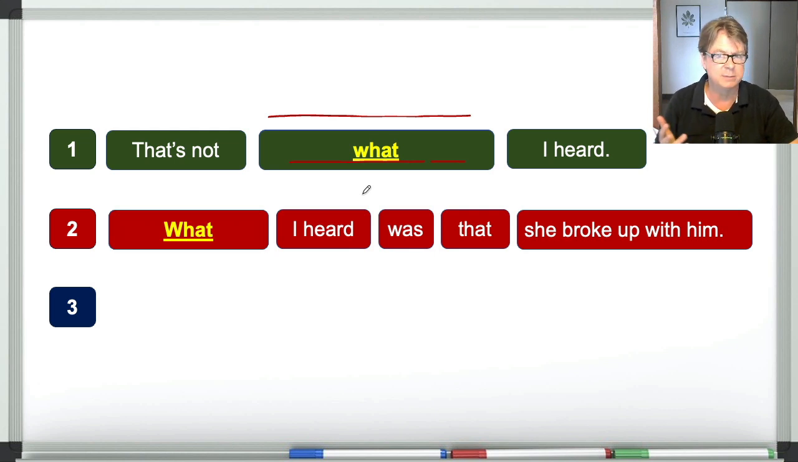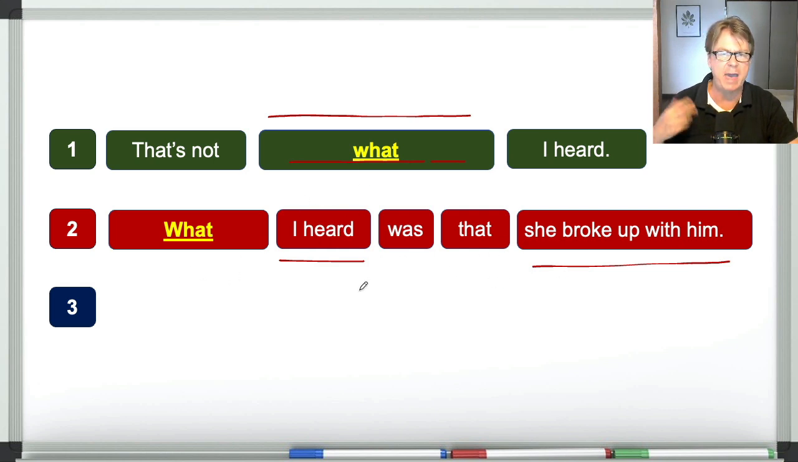What I heard was that she broke up with him. And also, this is a special type of construction where you reorder the words for emphasis. Because you could say, I heard she broke up with him. But if you use this construction, what I heard was that she broke up with him, you have added emphasis.